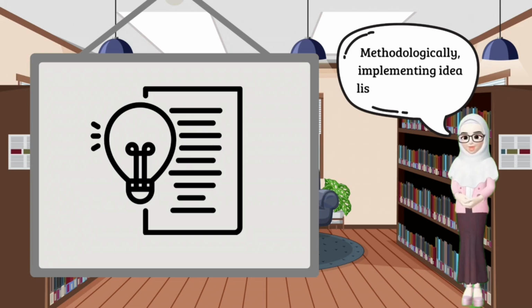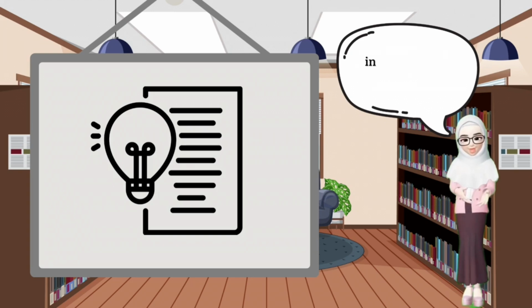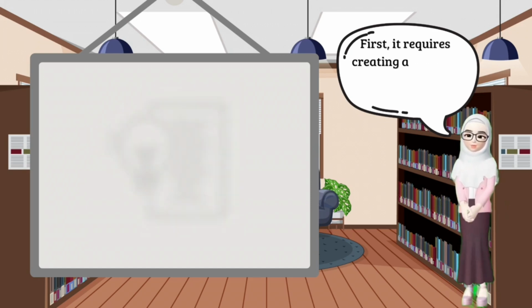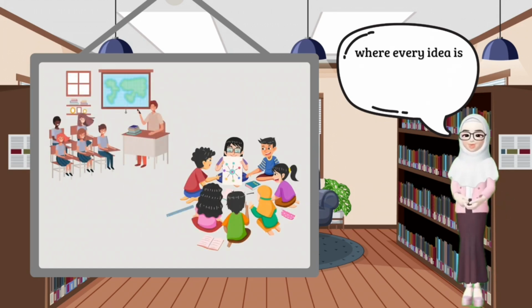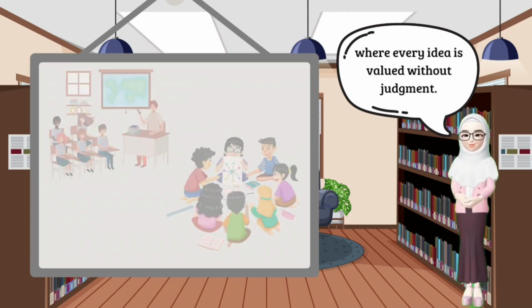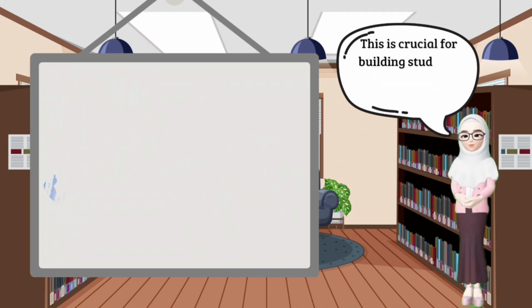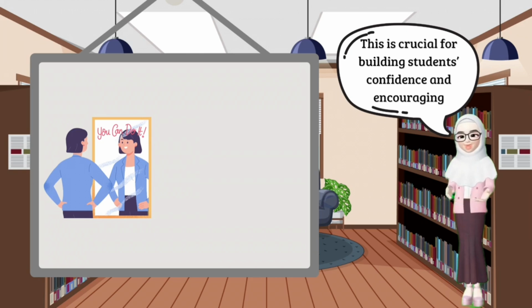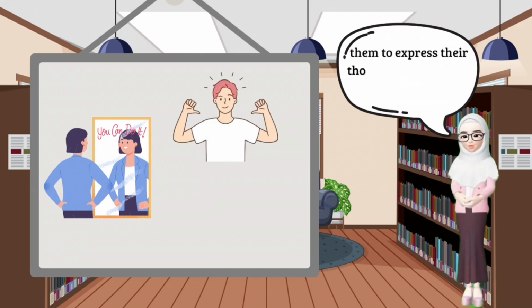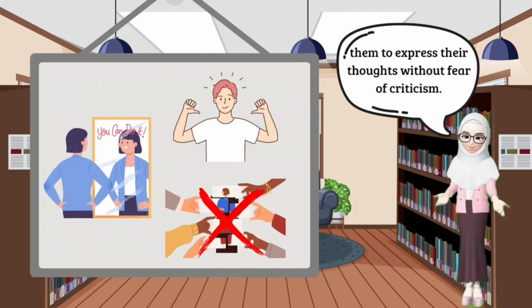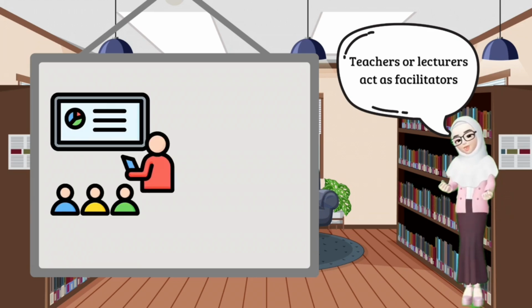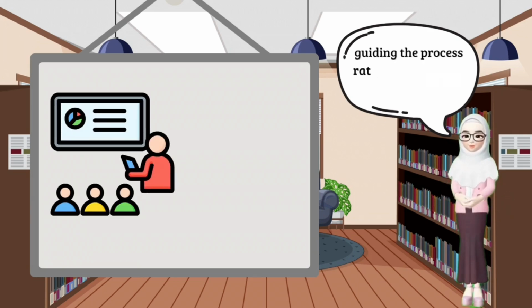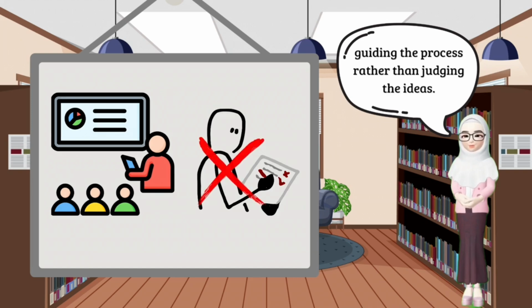Methodologically, implementing ideal listing in education involves several strategic steps. First, it requires creating a safe and inclusive learning environment where every idea is valued without judgment. This is crucial for building students' confidence and encouraging them to express their thoughts without fear of criticism. Teachers or lecturers act as facilitators, guiding the process rather than judging the ideas.